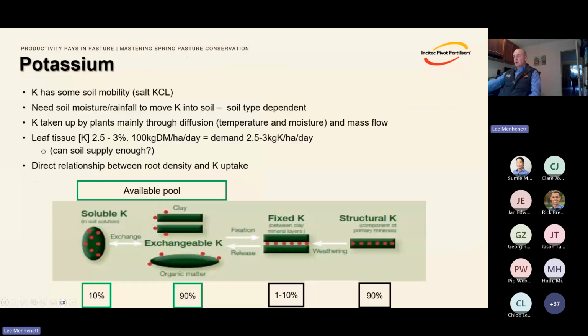From a potassium point of view, it becomes a little bit more complicated. K has some soil mobility. When we apply muriate of potash to the soil, it is a salt, so it has some soil mobility. So when you broadcast it on the surface, you need soil surface moisture or a rainfall event to move that potassium into the soil. How much rainfall and how wet that soil needs to be will be very much soil dependent. So with heavier soils, the K won't move very far. With lighter soils, you'll see it move into the soil profile a little bit more.